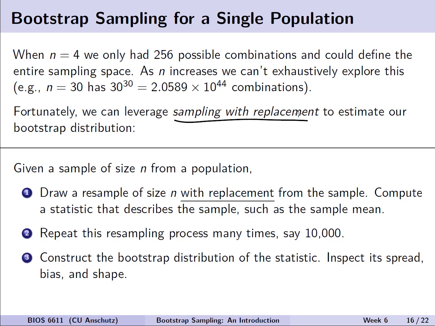We'll then construct the bootstrap distribution of the statistic. We'll inspect its spread, bias, and shape, and calculate some summary statistics to describe the variability of our statistic of interest.